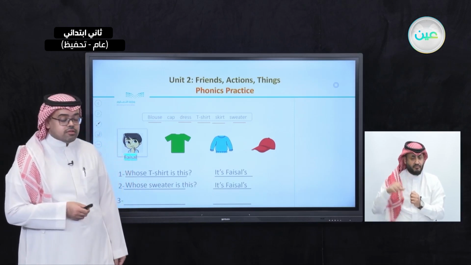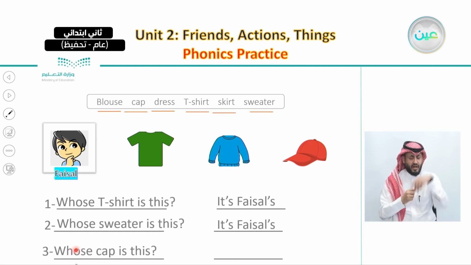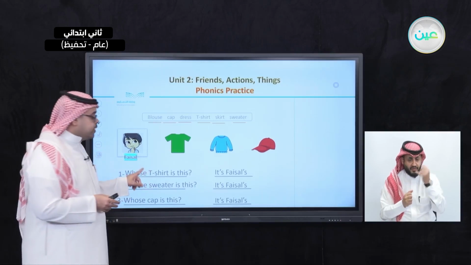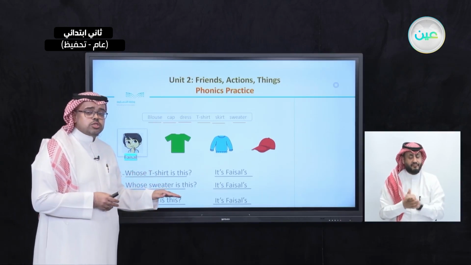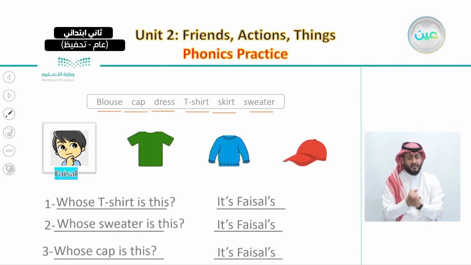And the third one, here we only have one word left. Whose cap is this? And we underline cap, and since cap is one of Faisal's clothing, we can say it's Faisal's. You see, it's very important that we know how to ask questions using whose. What did we change here? Only the item or the clothing, T-shirt, sweater, cap, but we kept the same question.